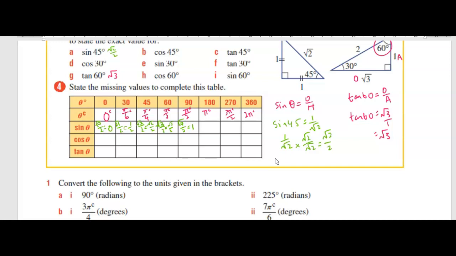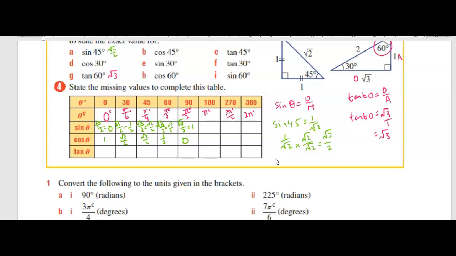Now, cos theta is the opposite of all that. So I don't need to write my 2's and then the 0 to 4 and then the square root. We're going to start off with 1 and then root 3 on 2, root 2 on 2, then a half, then 0.